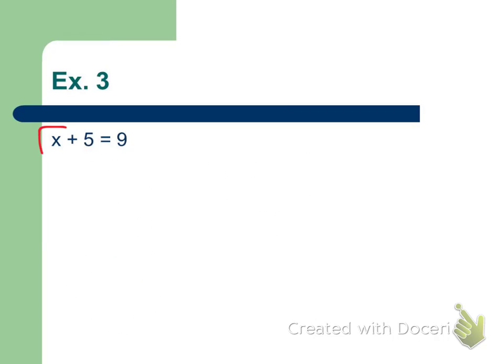Step 1, box my variable. Step 2, draw a line through my equal sign. Now I'm ready to start doing algebra. May, what do you think we should do?